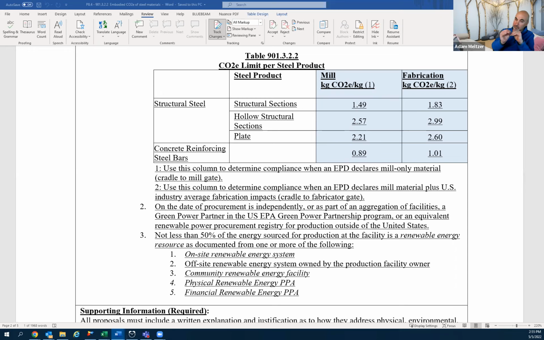I don't know. Well, maybe, I've heard that Webley's back and maybe can answer, but I didn't think you could mix these different compliance pathways, but I may be wrong. That's my understanding as well, that the 75% meeting the EPD requirements is different than option 3, which is that at least 50% of the energy for production is renewables, etc.